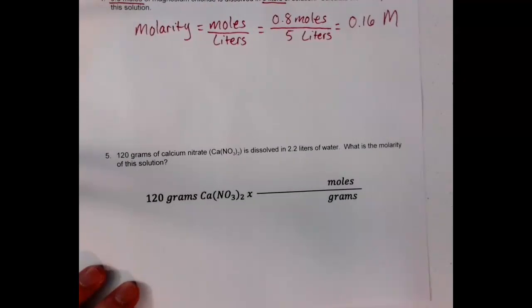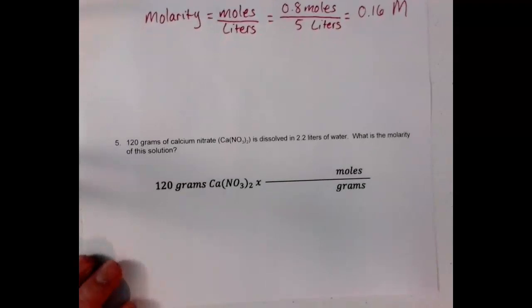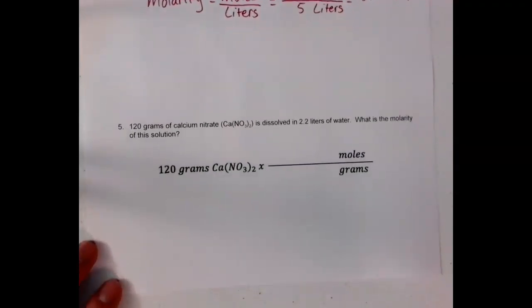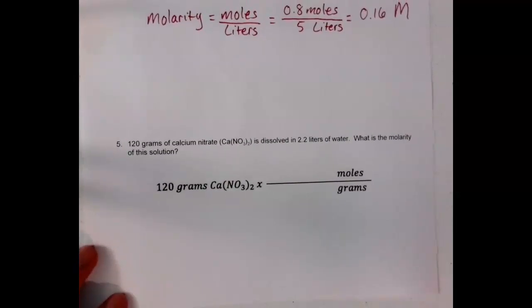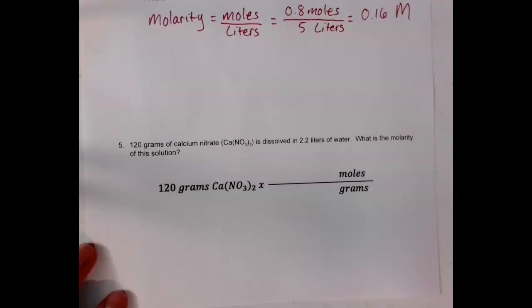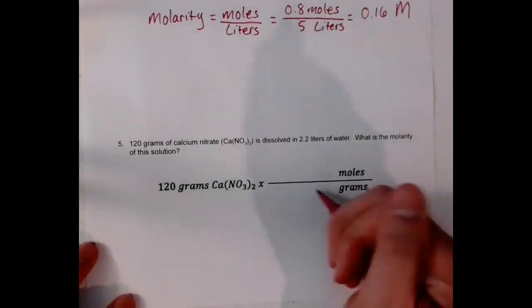All right, so it says 120 grams of calcium nitrate, and it gives you the chemical formula for calcium nitrate, is dissolved in 2.2 liters of water. What is the molarity of this solution? All right, so the first thing that I see that we need to do is convert the grams into moles. And the way that we're going to do that is we're going to divide by the molar mass here.